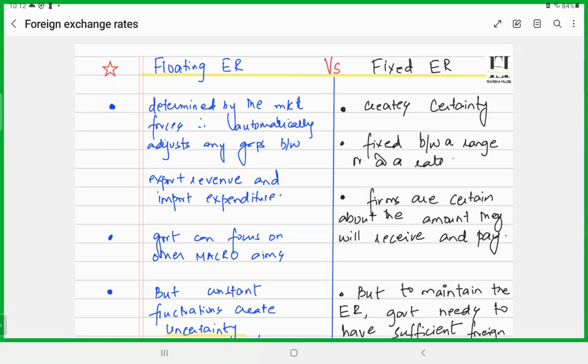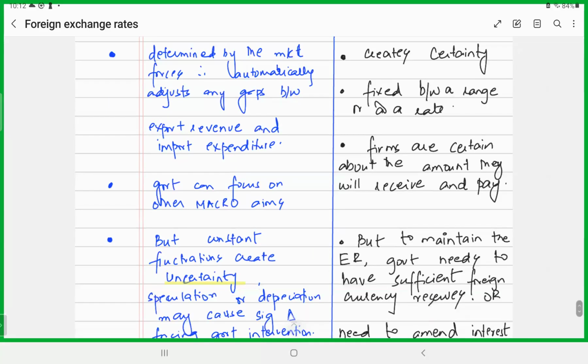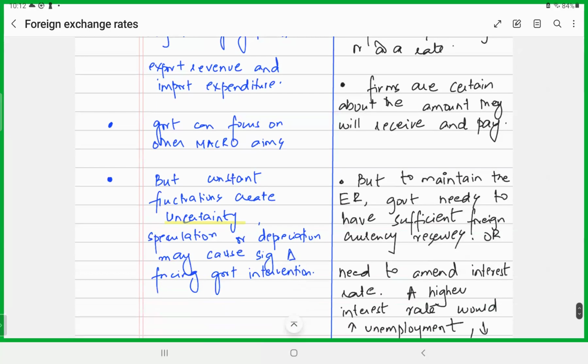But then there is a disadvantage. These constant fluctuations create uncertainty. And as a result, what happens? Speculation or depreciation may also cause significant changes, forcing the government to intervene there.